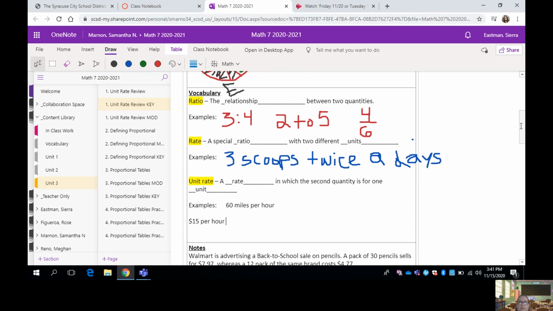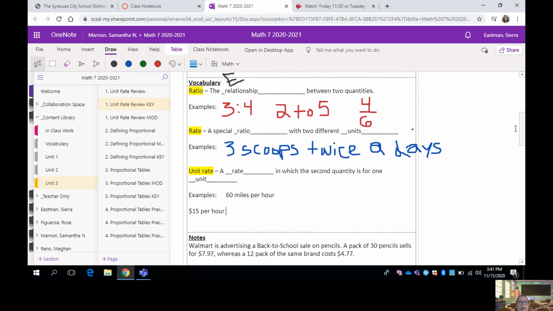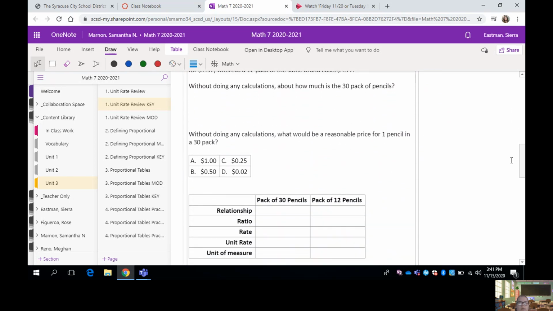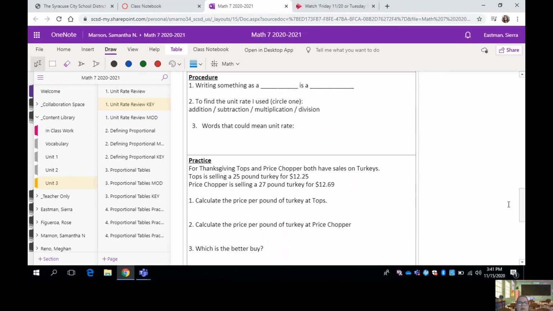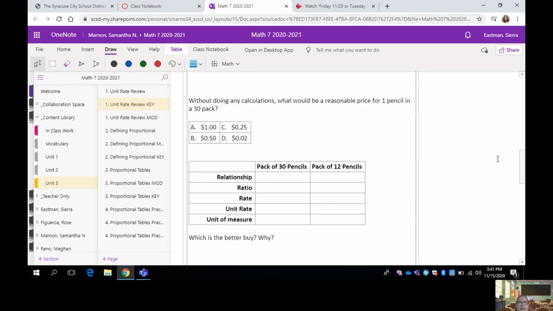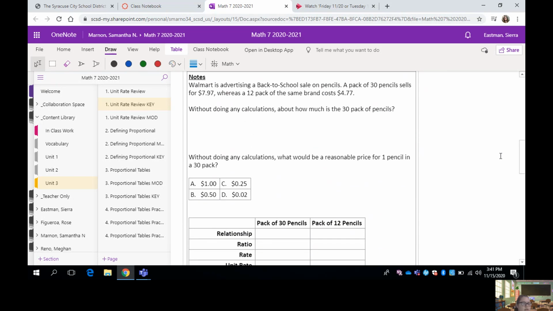Okay. Now that we have our kind of review a little bit and some vocab, we can do some notes together and a little procedure here. And then I want you guys to try the practice on your own. All right, so let's do some notes together here. Our first question says Walmart is advertising a back-to-school sale on pencils. A pack of 30 pencils sells for $7.97, whereas a 12-pack of the same brand costs $4.77.